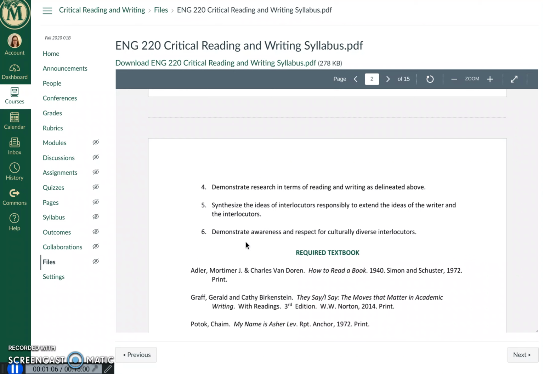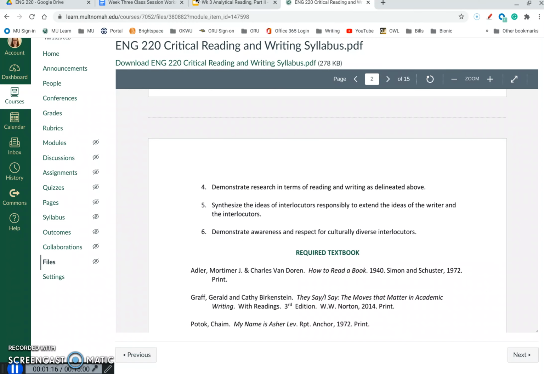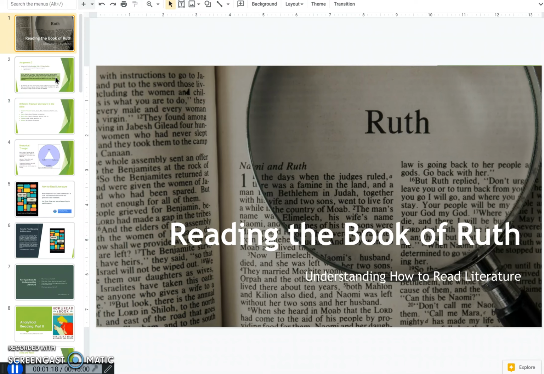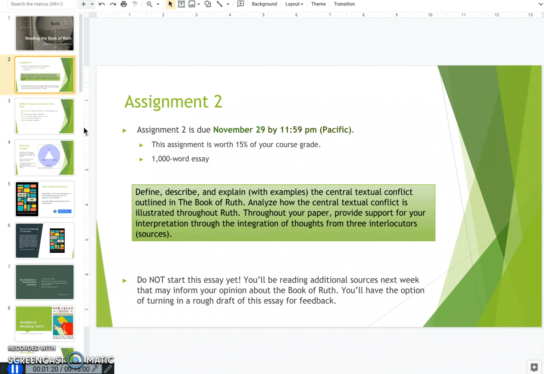And then lastly, you're going to demonstrate an awareness and respect for culturally diverse sources. You will be reading multiple sources that will discuss the book of Ruth, and they will have differing views. So what is your prompt for assignment 2? Basically, you're going to define, describe, and explain what the central conflict of the story is in the book. And then you're going to analyze this conflict and provide examples from the book of Ruth, and you'll also then provide other sources to support what you believe is the central conflict.